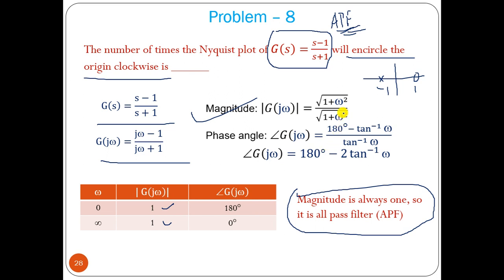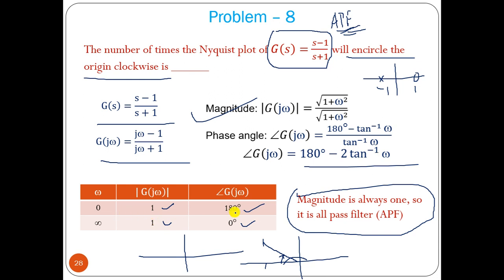And the angle will be what? This is s minus 1, so it will be minus 1 plus j, which is in the second quadrant. So it will be 180 degrees minus this angle, 180 degrees minus tan inverse omega by 1. So it will be 180 degrees minus twice tan inverse omega. If we put omega equal to 0, it should be 180 degrees, and omega equal to infinity, it should be 0. So the plot will be something like this.